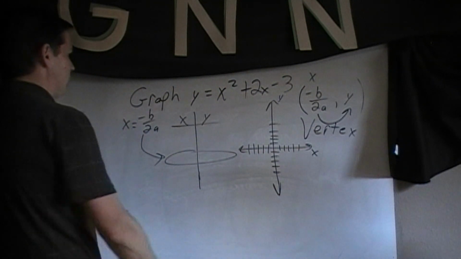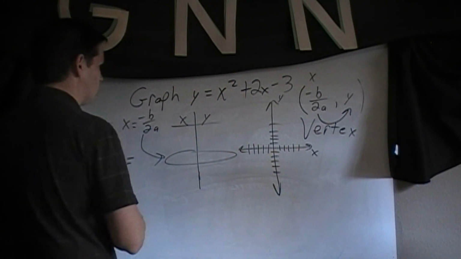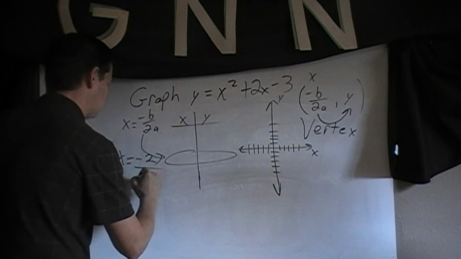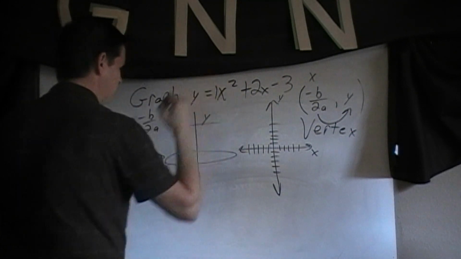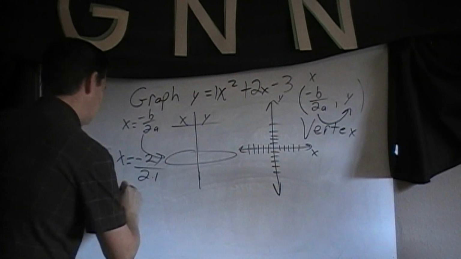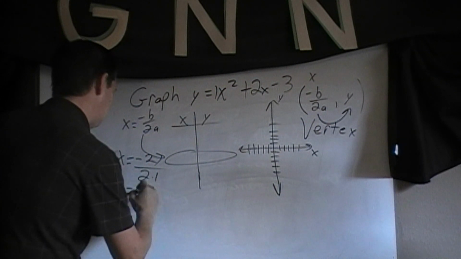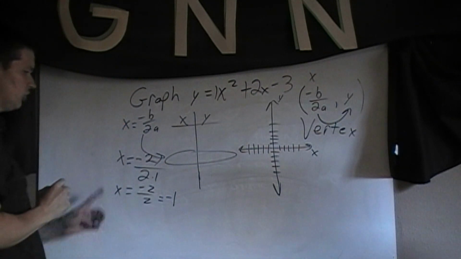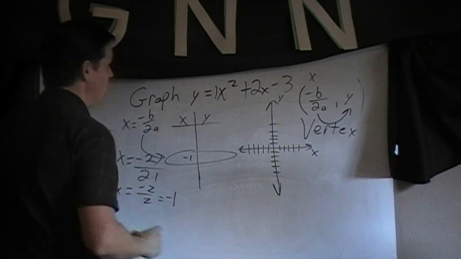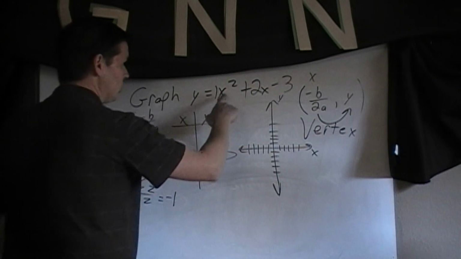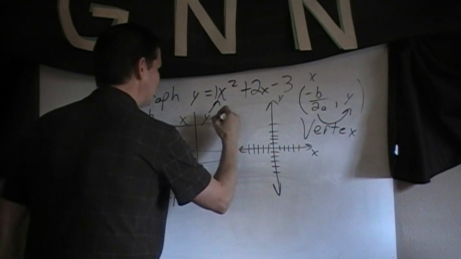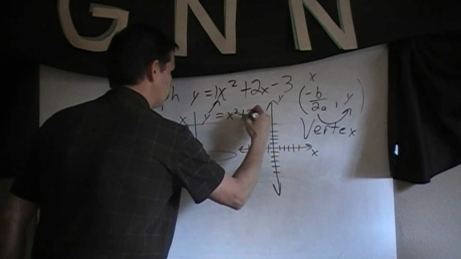x equals negative b over 2a. So x is equal to negative b over 2 times a. There's an understood 1 there. So x is equal to negative 2 over 2, which is negative 1. So the x value is negative 1. You plug it into the equation, x squared plus 2x minus 3, because that's what y is equal to.